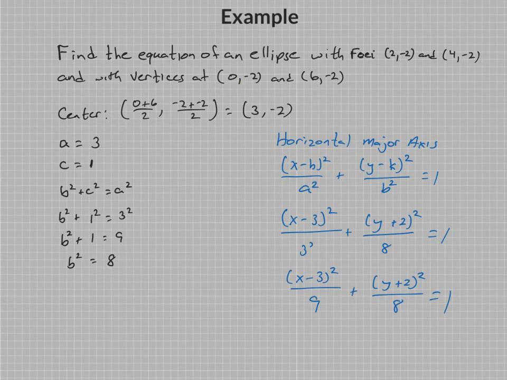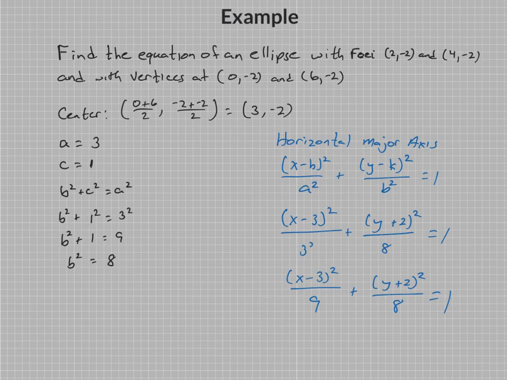So all you have to do is find the midpoint. Remember, the midpoint is the average of the x's and then the average of the y's. In this case, the two y's are the same, so that's going to be -2. The average of the x's, 0 plus 6 divided by 2, is equal to 3. So our center point in this case is (3, -2).